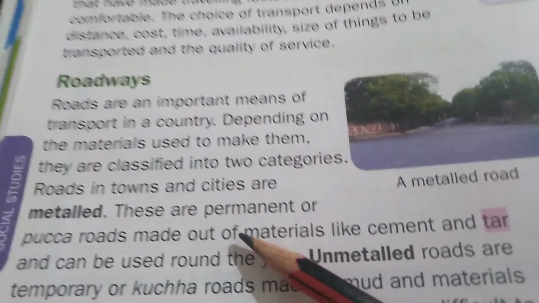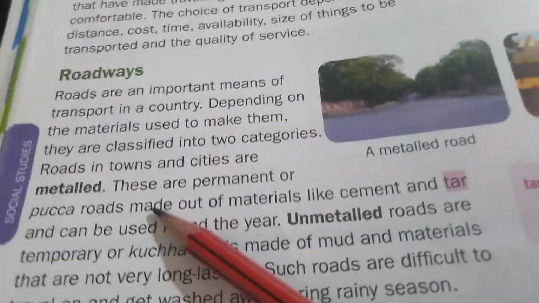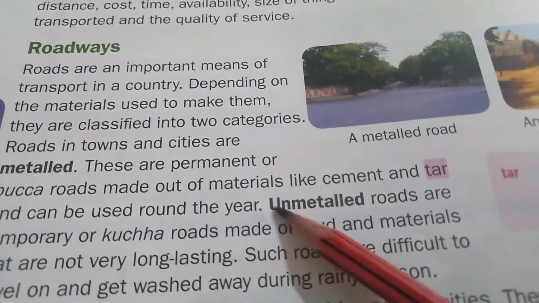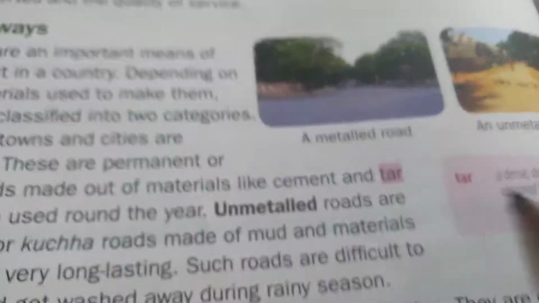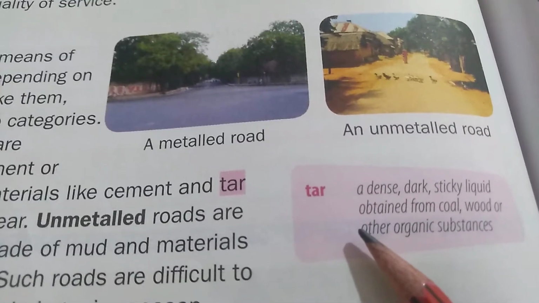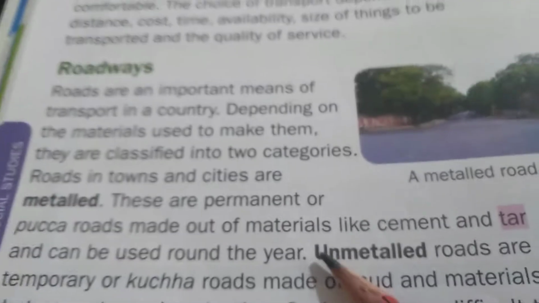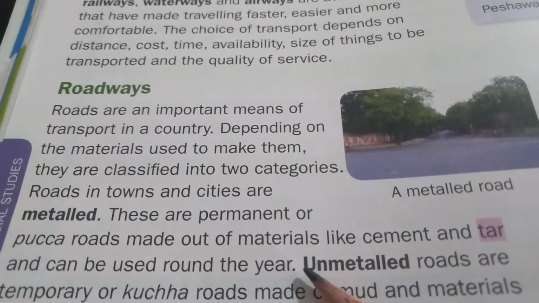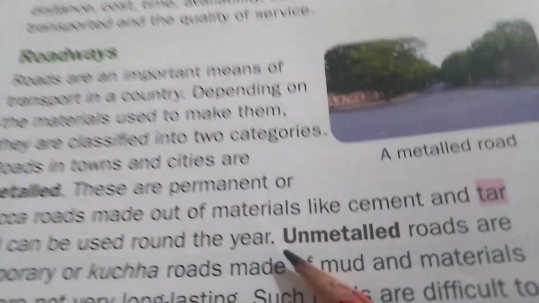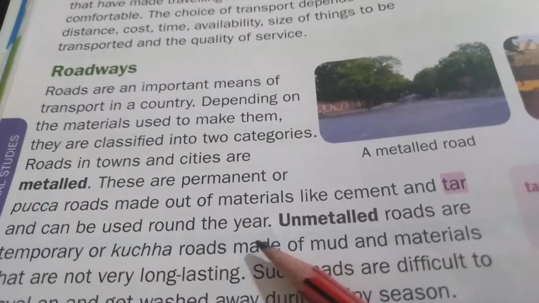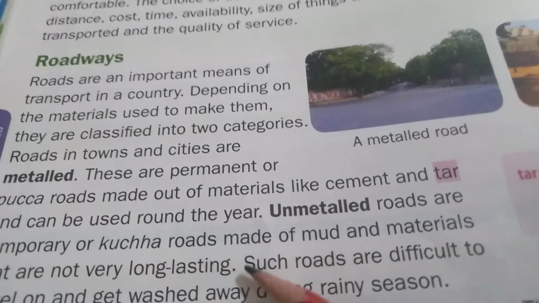First one is roads in towns and cities, or metalled roads. These are permanent or pakka roads made out of materials like cement and tar. Tar means a dense, dark, sticky liquid obtained from coal, wood or other organic substances. So these metalled roads are permanent or pakka roads made up of materials like cement and tar, and can be used round the year.